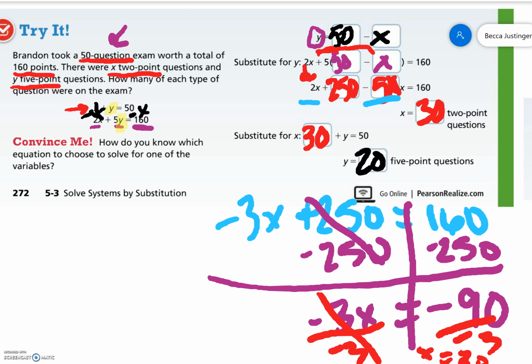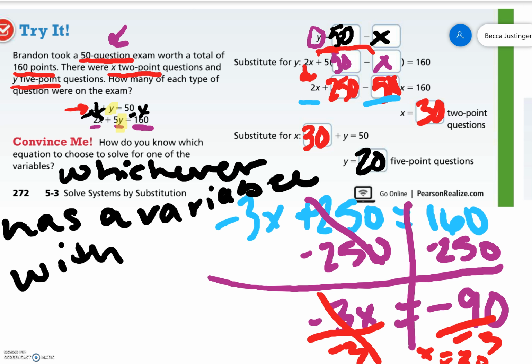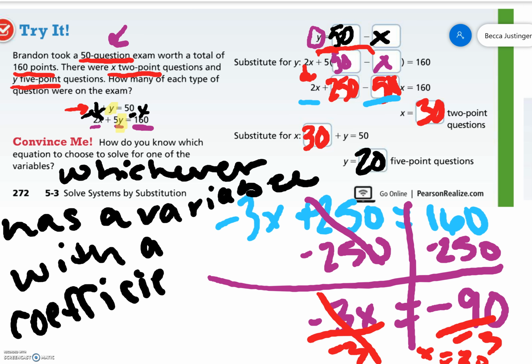How do you know which equation to choose to solve for one of the variables? Whichever has a variable with a coefficient of 1. That will always make it easier. We'll have to do less steps.